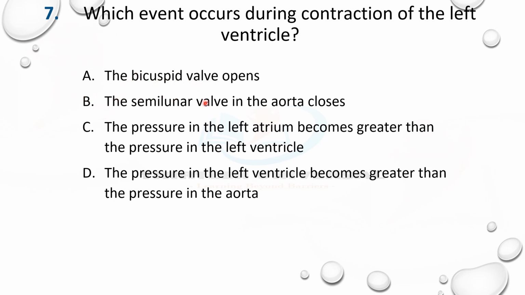B says the semilunar valve in the aorta closes. Now, the semilunar valve is the valve that prevents backflow of blood between the left ventricle and aorta. When the left ventricle is contracting, the pressure in the left ventricle is already greater than that of the aorta.